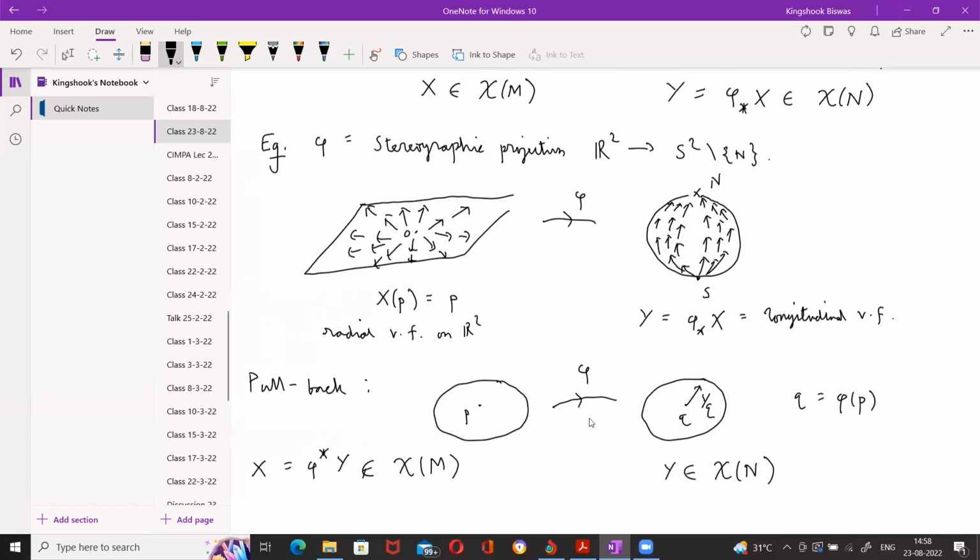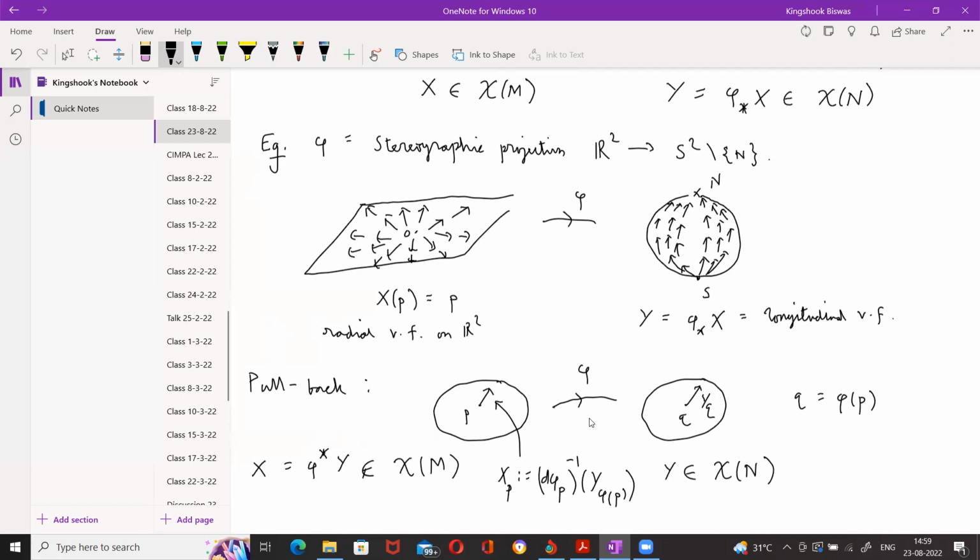But now because phi is a diffeomorphism, its derivative d phi at P is an isomorphism. Therefore, I can apply the inverse of d phi at P to this vector Y at Q to get a vector X at P, right? So here my X at P is defined to be d phi P inverse of Y at phi of P. Is this clear? Yes. Okay.